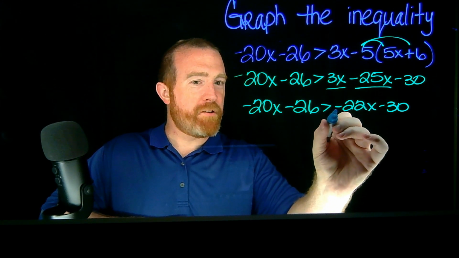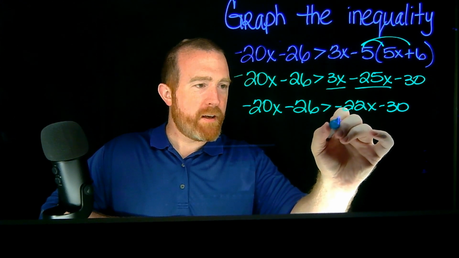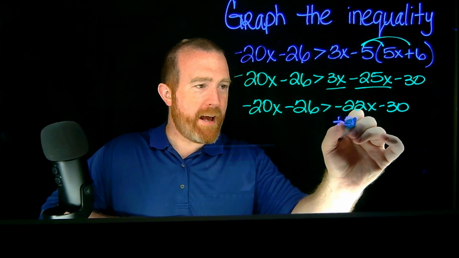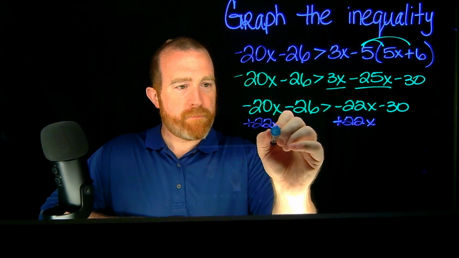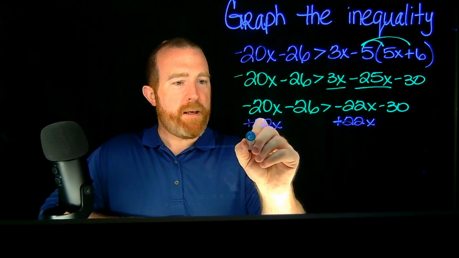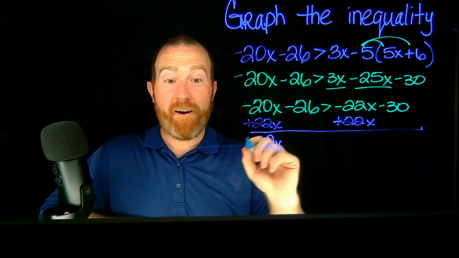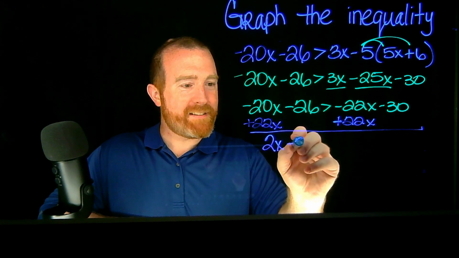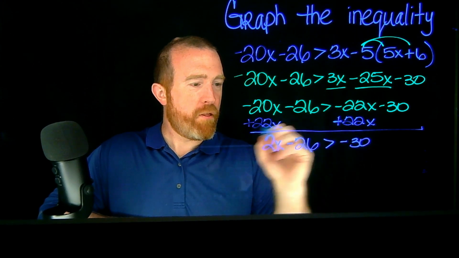Because that's a negative, and technically they're subtracting, we will add. Here we go, so you can see it. We will add 22x to both sides. So here, this is going to give us positive 2x. Oh, we like that. And then minus 26. This is greater than negative 30.